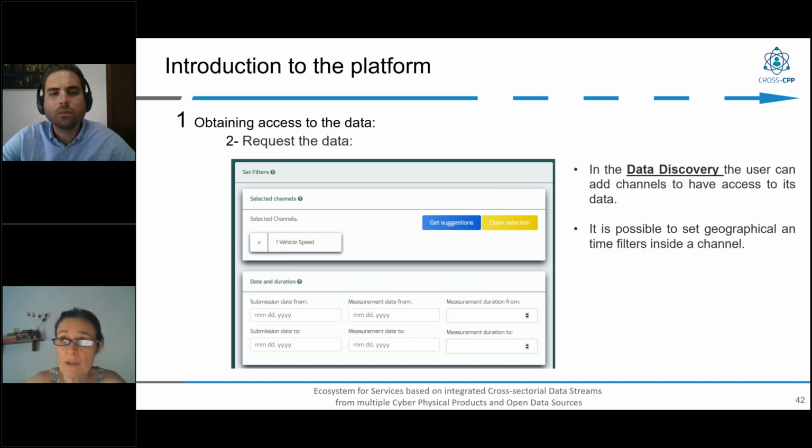For example, when we have this for the data request, we can go there, and then we can imagine we have just found information that we want to analyze on vehicles, and we want to analyze the vehicle speed, and then we can find filters, for example, on the date and duration of these signals. When we want to start having the information in the starting point and until when.